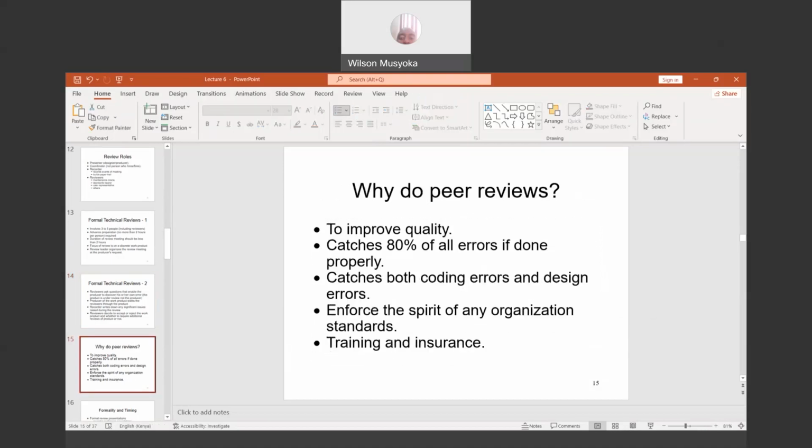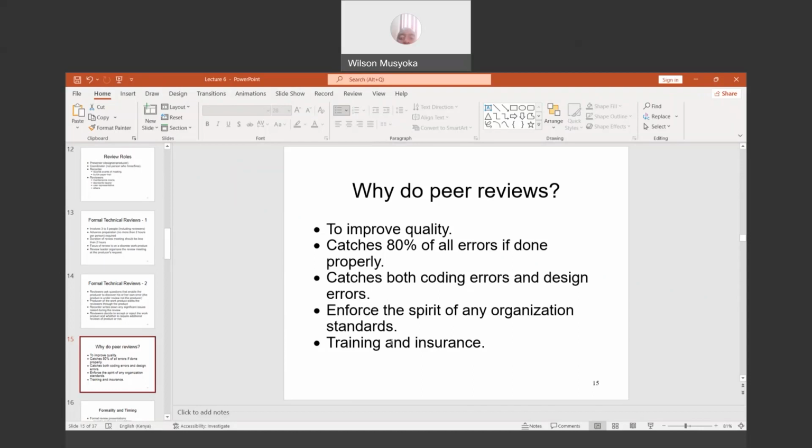Then, why do we do those peer reviews? Because normally it is peers who are reviewing one another. This is a developer who has come up with software, and because it is not possible for the developer to see his or her own mistakes, they invite other developers who are familiar with that programming language and that programming standard, and they are going to review. So that is why we call it peer reviews.